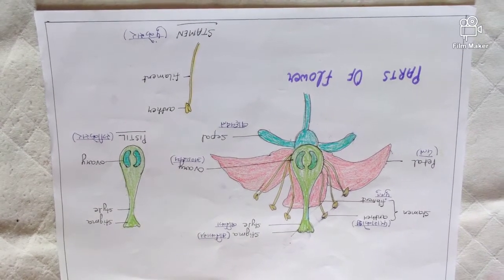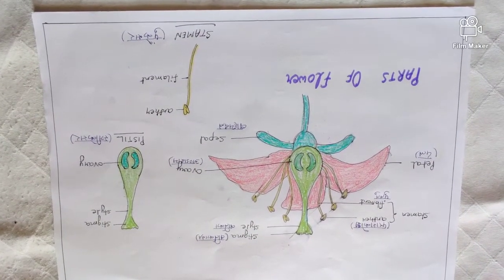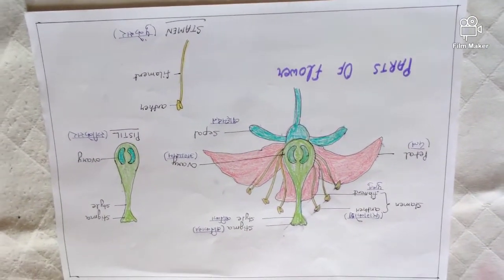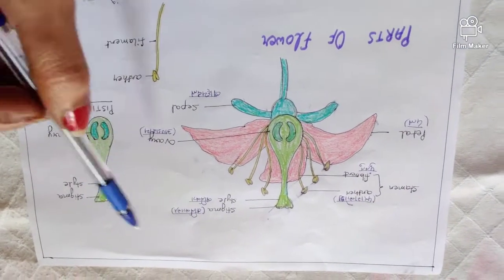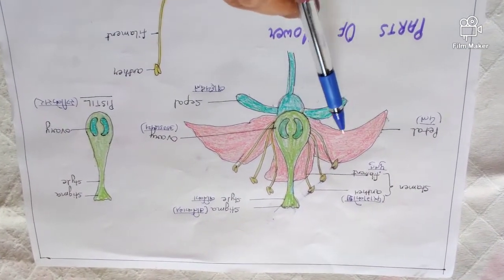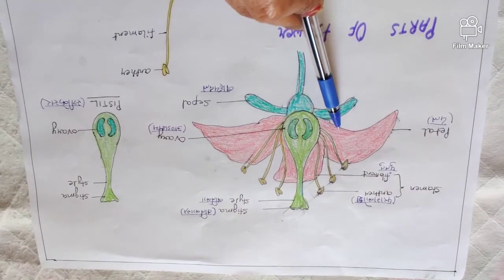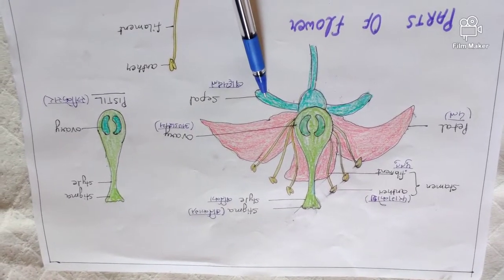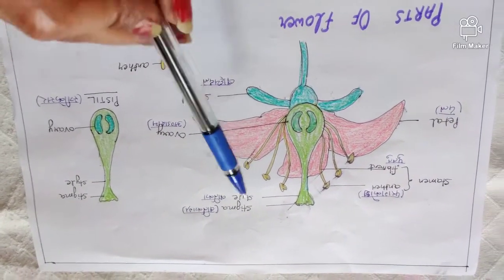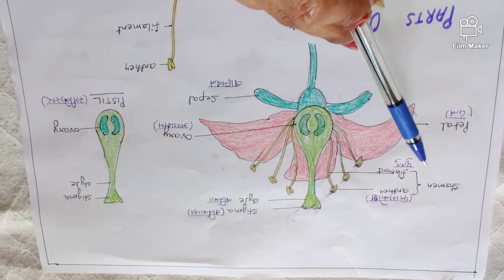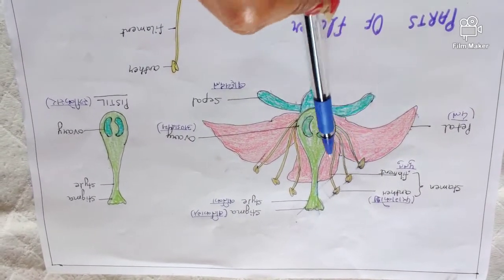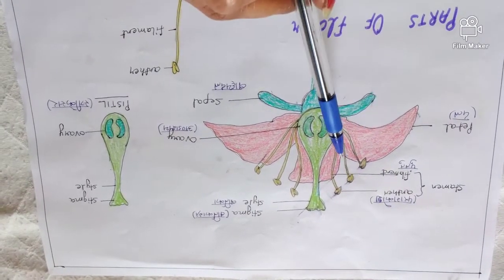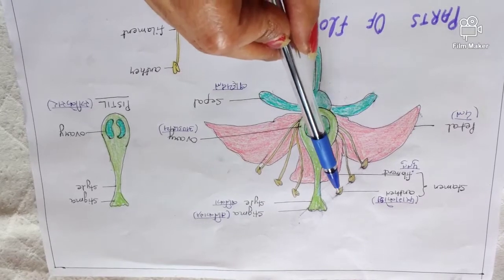Hello students, here we are seeing the parts of a flower. In a flower, main parts are petals, which are the colored part of the flower, sepals, which are the green leaves below the flower, and the male part, stamen, which consists of two parts. First, anther, which contains the pollen grains, and filament, which joins it to the flower.